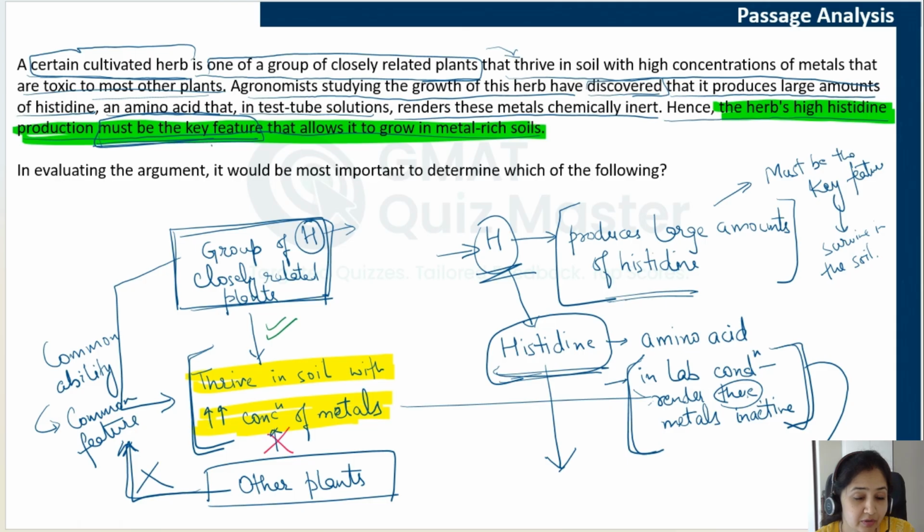So if histidine production is the key reason behind this ability to survive in this kind of soil for the herb, it is possible that this entire group of closely related plants will have the same feature, that is, they will also be producing high quantities of histidine, and the other plants that cannot survive in these soils will lack this feature, that is, they would not be producing high amounts of histidine.